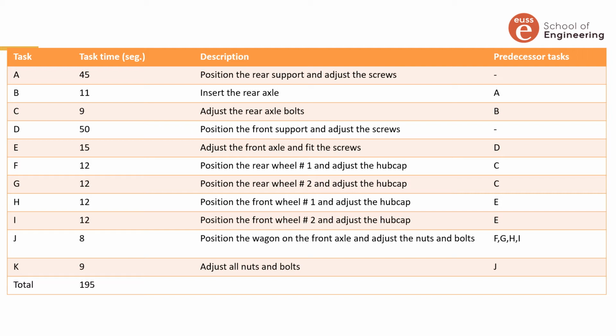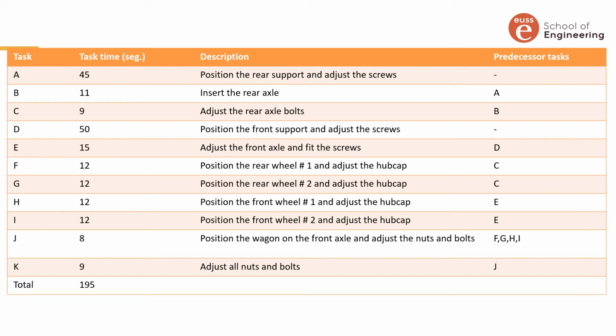So as you see here, guys, this column shows us the different tasks that we have in this assembly line, A to K. Besides, you see all the task times are prepared, 45, 11, 9, to 9. The total of these tasks, if we calculate, is equal to 195 seconds. Pay attention, seconds. Why is it important? We'll see. The description is not important for us, okay?